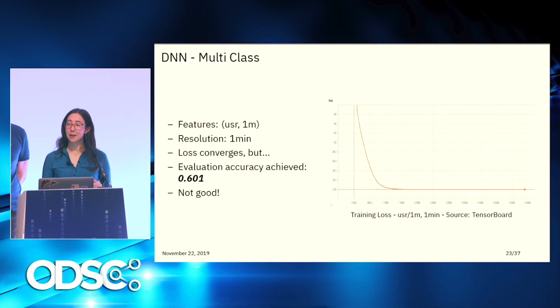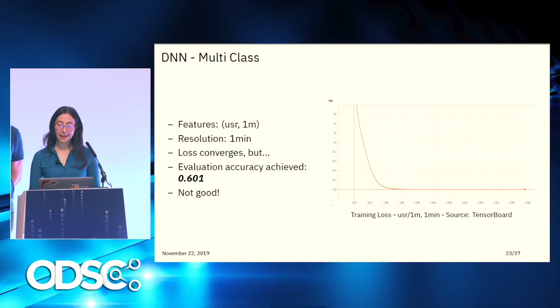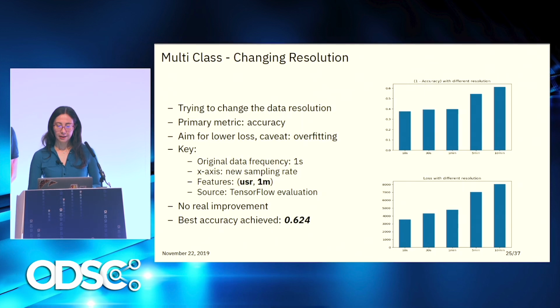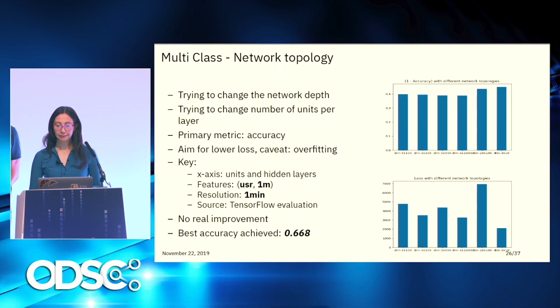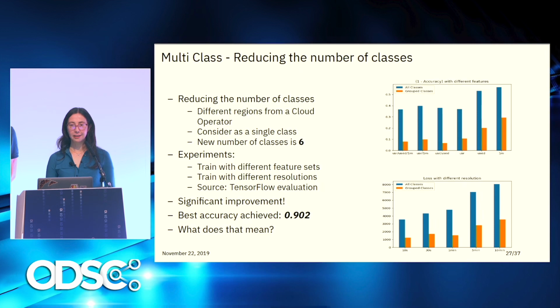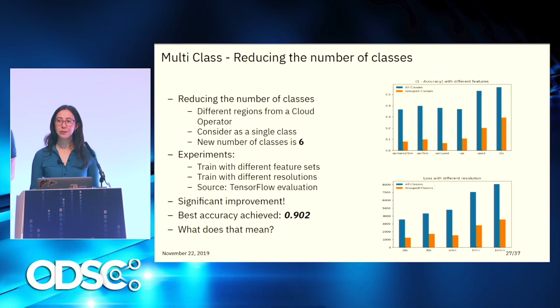So we ran again the same methodology we did for the binary classification test, and first tried different combinations of features and different data resolutions. We found that the results were not getting better. Then we tried different network topologies, a more complex and a less complex network topology, but still the improvement was not significant. And at this point, it was clear that in the datasets, the classes were not distinguishable enough for the ML model to differentiate between them.